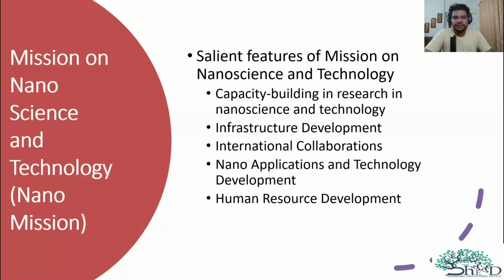What are the features of this mission? Basically, capacity building will be there. Capacity building means teaching people, like training, providing them with proper laboratories, and proper tools to research. Then there will be infrastructure development, international collaborations, then development of nano applications. Things will actually be developed, some products will be developed, and human resource development. So all these things are to be done under this program.